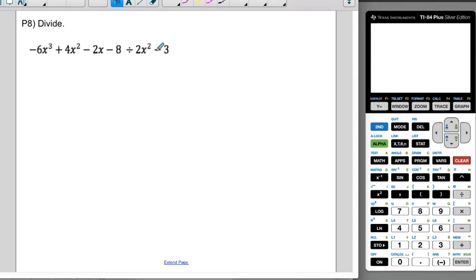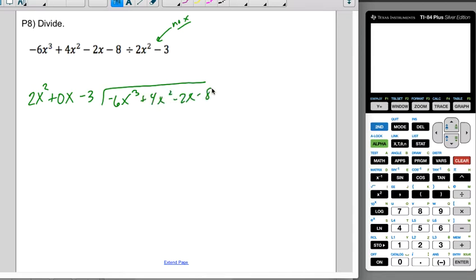Same situation, you're going to have a placeholder in your divisor. So notice that I have no x's in my divisor. I have an x squared and I have a constant, right? But I'm missing that x term. So 0x minus 3. My dividend is a negative 6x cubed plus 4x squared minus 2x minus 8. So what do I have to do to this to make it look like this? Well, that would be a negative 3x, right? So negative 6x cubed, plus 0x squared plus 9x, and then subtract straight down.